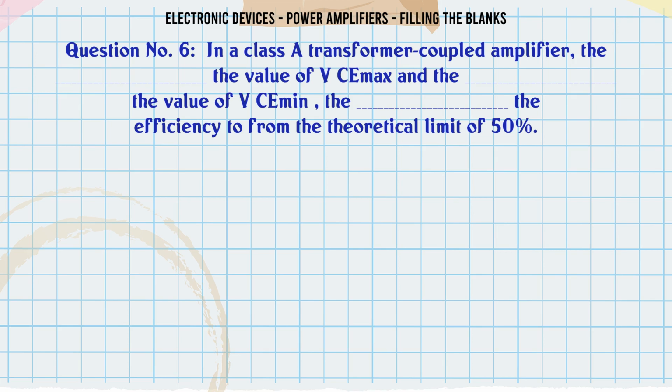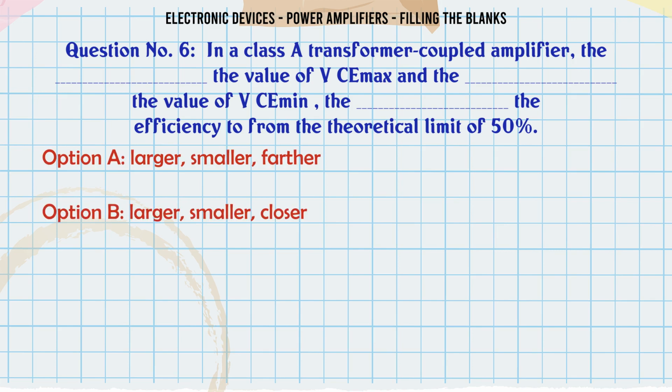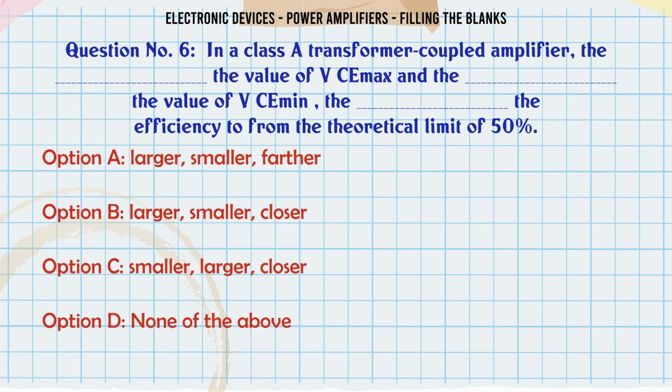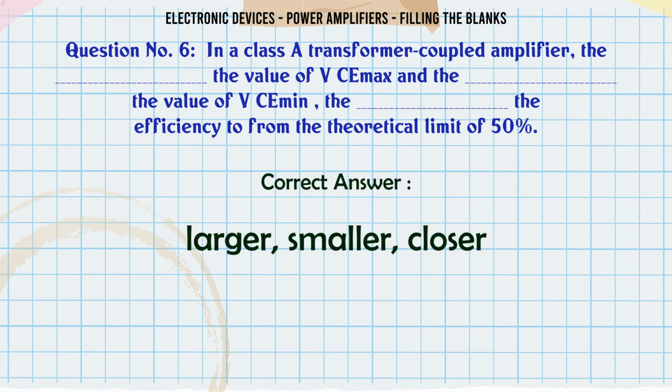In a class A transformer coupled amplifier, the larger the difference between the value of VCEmax and the value of VCEmin, the efficiency moves to or from the theoretical limit of 50%. A: larger, smaller, farther, B: larger, smaller, closer, C: smaller, larger, closer, D: none of the above. The correct answer is larger, smaller, closer.